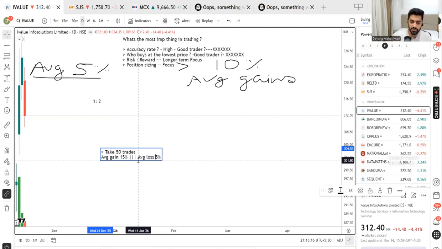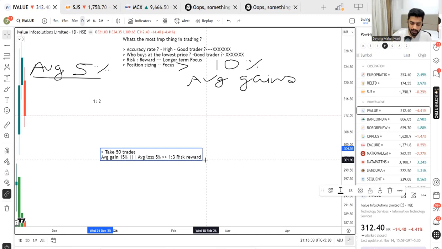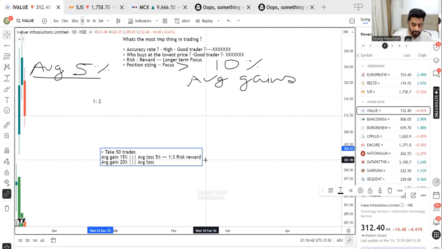This is the average loss. So out of 50 trades, you come to know what you are doing. We are taking a 1 rupee risk to make 3 rupees. So this will be called 1:3 risk reward. Similarly, if your average gain is 20% and your average loss is 5%, you are at 1:4 risk reward.